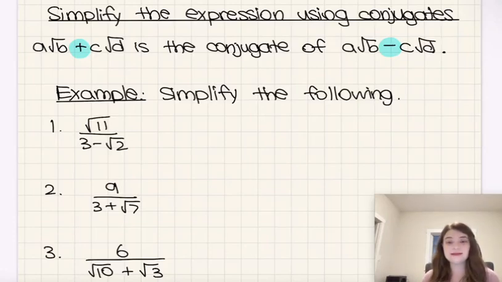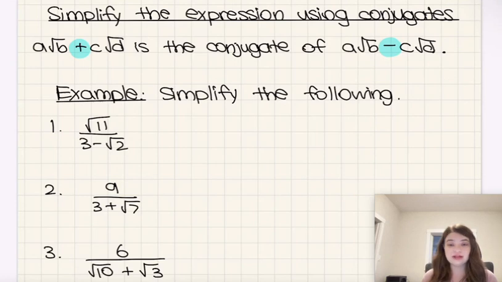Today we're going to be simplifying these expressions using conjugates. So in this case here, we have a root b plus c root d. That's the conjugate of a root b minus c root d, and also of course vice versa. Right now, the other thing I want to mention is how do we actually simplify the following?